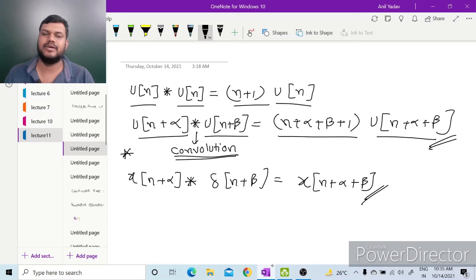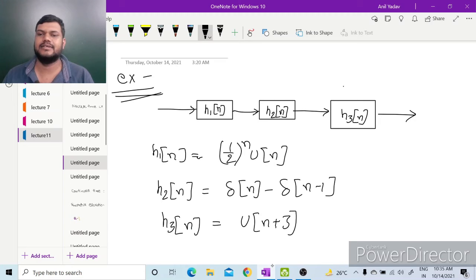Similarly, as we know, x[n] convolved with delta[n] will be x[n]. So again, using the same time invariancy property of convolution, we can write x[n plus alpha] convolved with delta[n plus beta] will be x[n plus alpha plus beta].